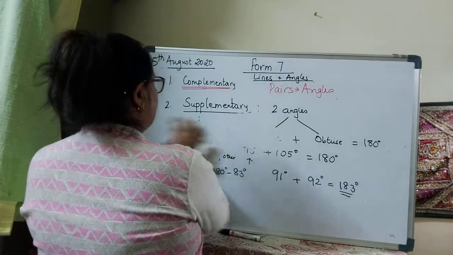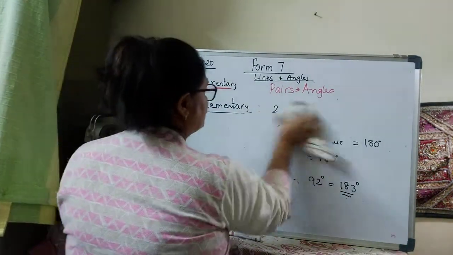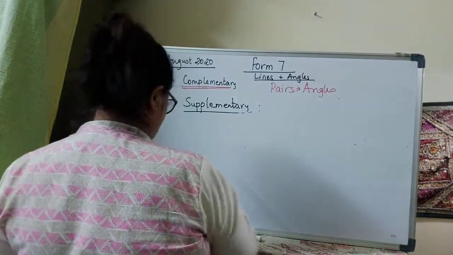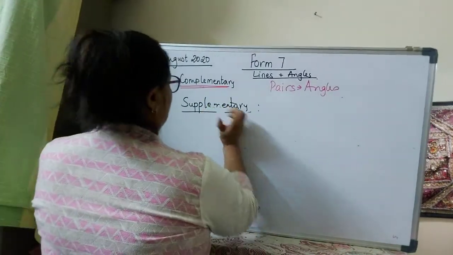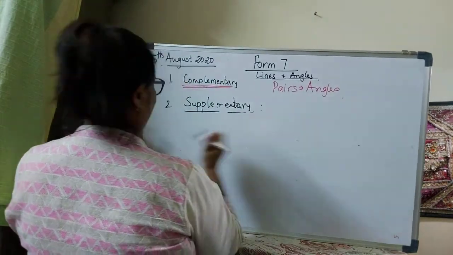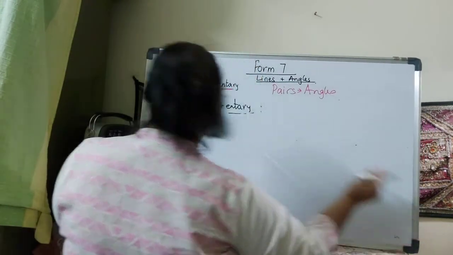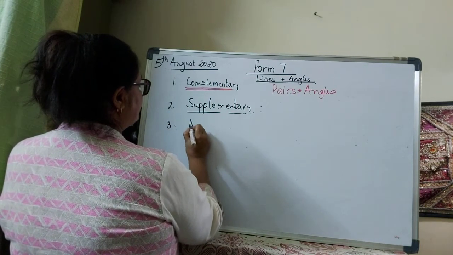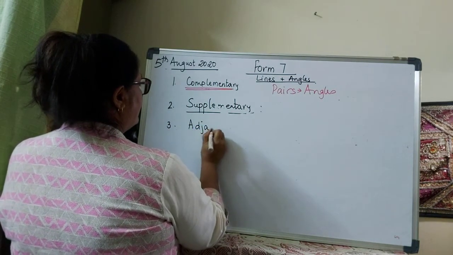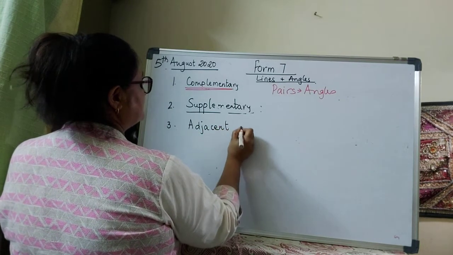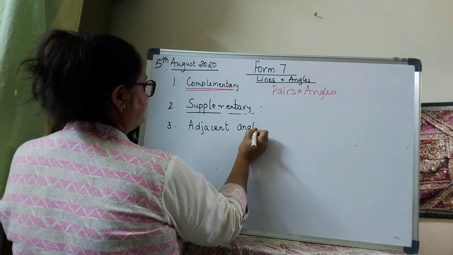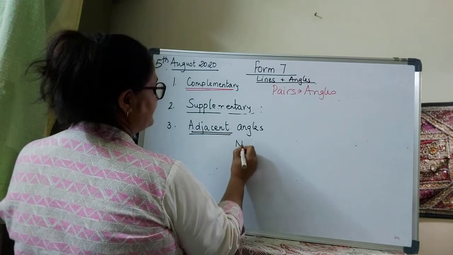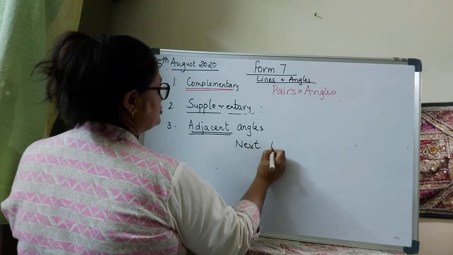Right. Next type, and we'll do till here today. Next type of angles are known as adjacent angles. Now, adjacent means next to each other.